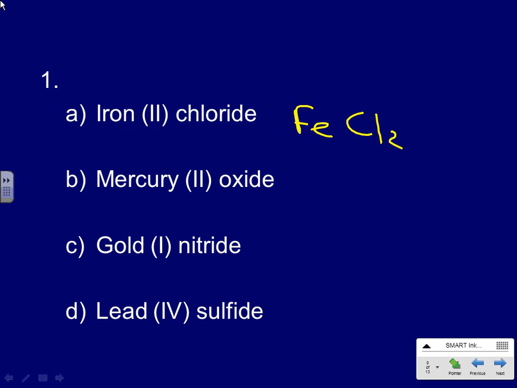Yep. Yes, it is. Yep. What's the symbol? What is our formula here, Janessa? HgO. Excellent. HgO.